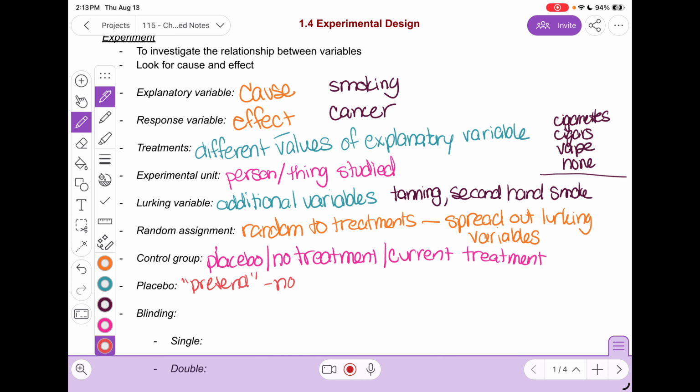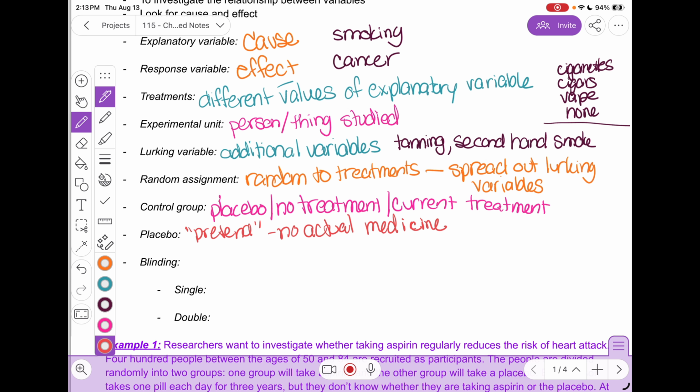But no actual medicine. So if we were doing a headache treatment, medicine, I think that's how you spell it. Sometimes my brain just stops working. There's no actual medicine in it. So I may give group 1 headache medicine A, group 2 headache medicine B, and group 3 the placebo. And they don't know whether they're getting, I'm talking about this blinding, they don't know whether they're getting medicine A, medicine B, or the placebo. But they're just taking one of the 3 pills and they all look the same.